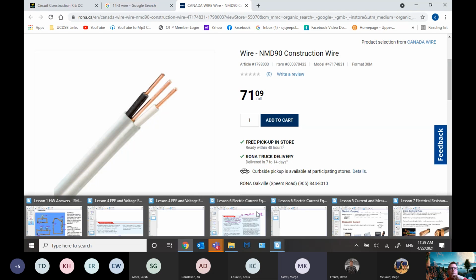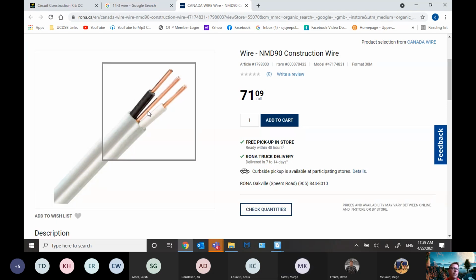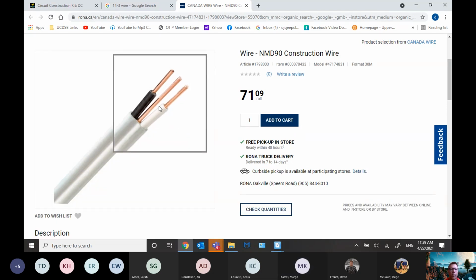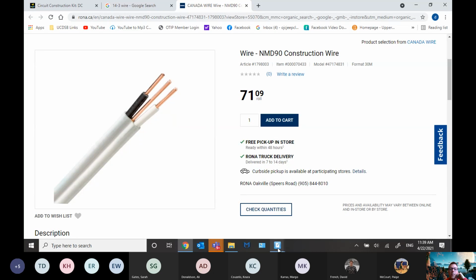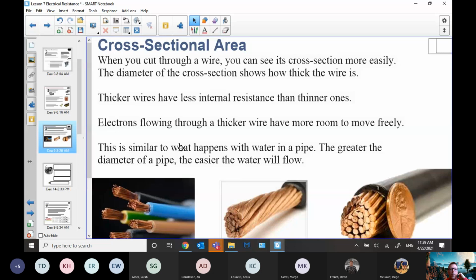Yeah, thank you. Yeah, and so the thicker you get, like a 14 gauge wire, they'd just be thicker copper inside of there. So that's what's inside of there. Great question. So then, yeah, the thicker the wire, the more current you can carry.